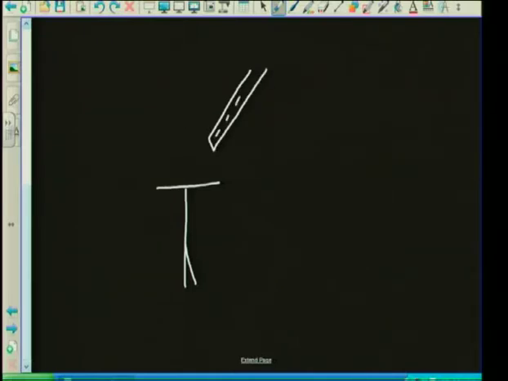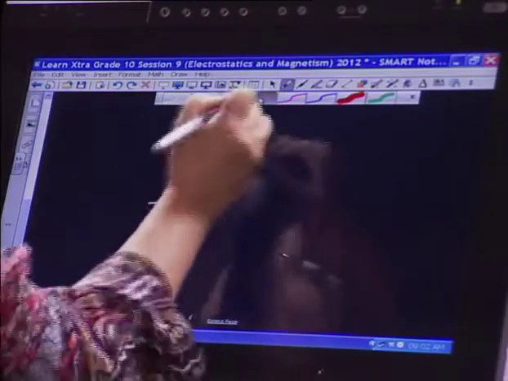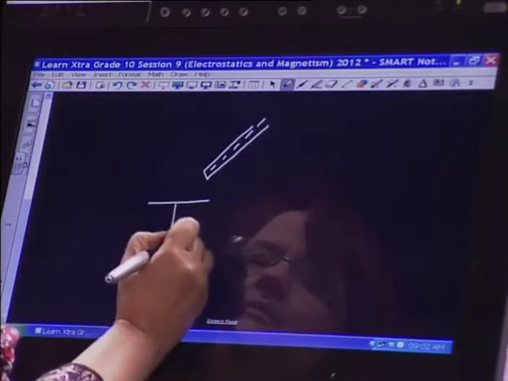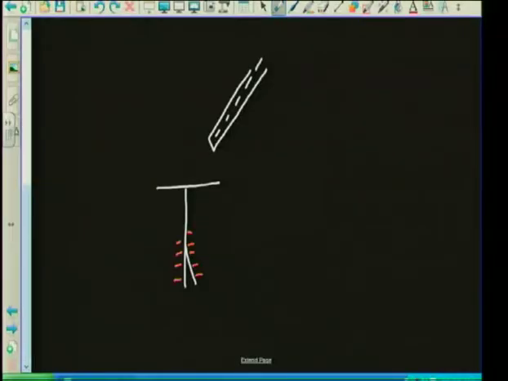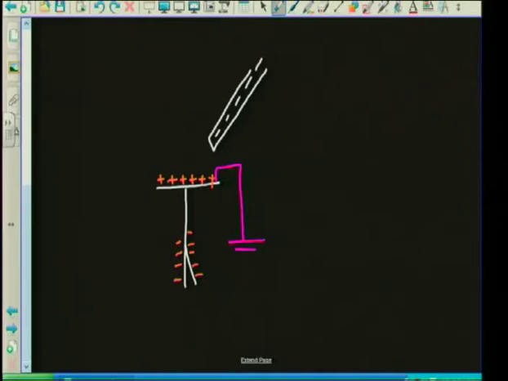Let's say I bring a negatively charged Perspex ruler towards it. And what happens is the electrons that normally sit at the top of my electroscope go, ooh, don't like those electrons, don't like them. And they move down to the bottom, which leaves the top of my electroscope positively charged, okay? If I then earth my electroscope, and what that means is I touch it, and we show that, that's the symbol for earthing, I earth it.